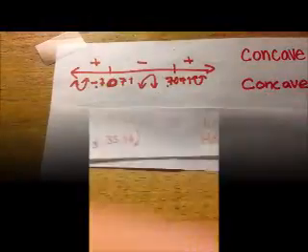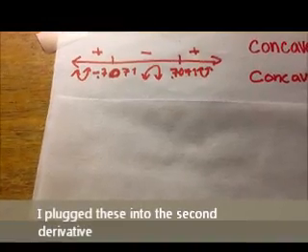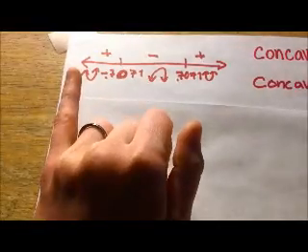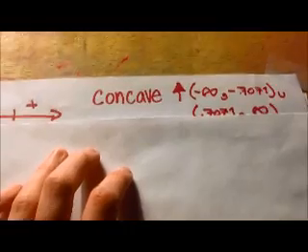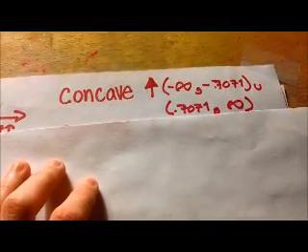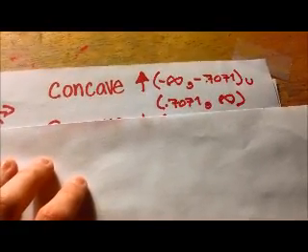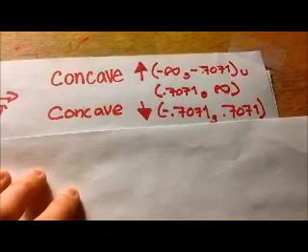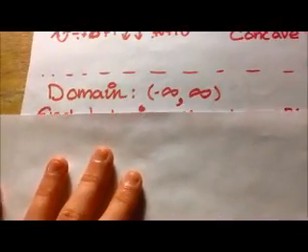0.7071. After I got those values, I then plugged in negative 1, 0.5, and 1, which gave me a positive, negative, positive, which gives me concave up, concave down, concave up. So then I just wrote down the intervals where I had concave up, which is negative infinity to negative 0.7071, as well as 0.7071 to infinity. And then for concave down, I got negative 0.7071 to 0.7071. So now I have the little details here to fill in the rest of the graph.